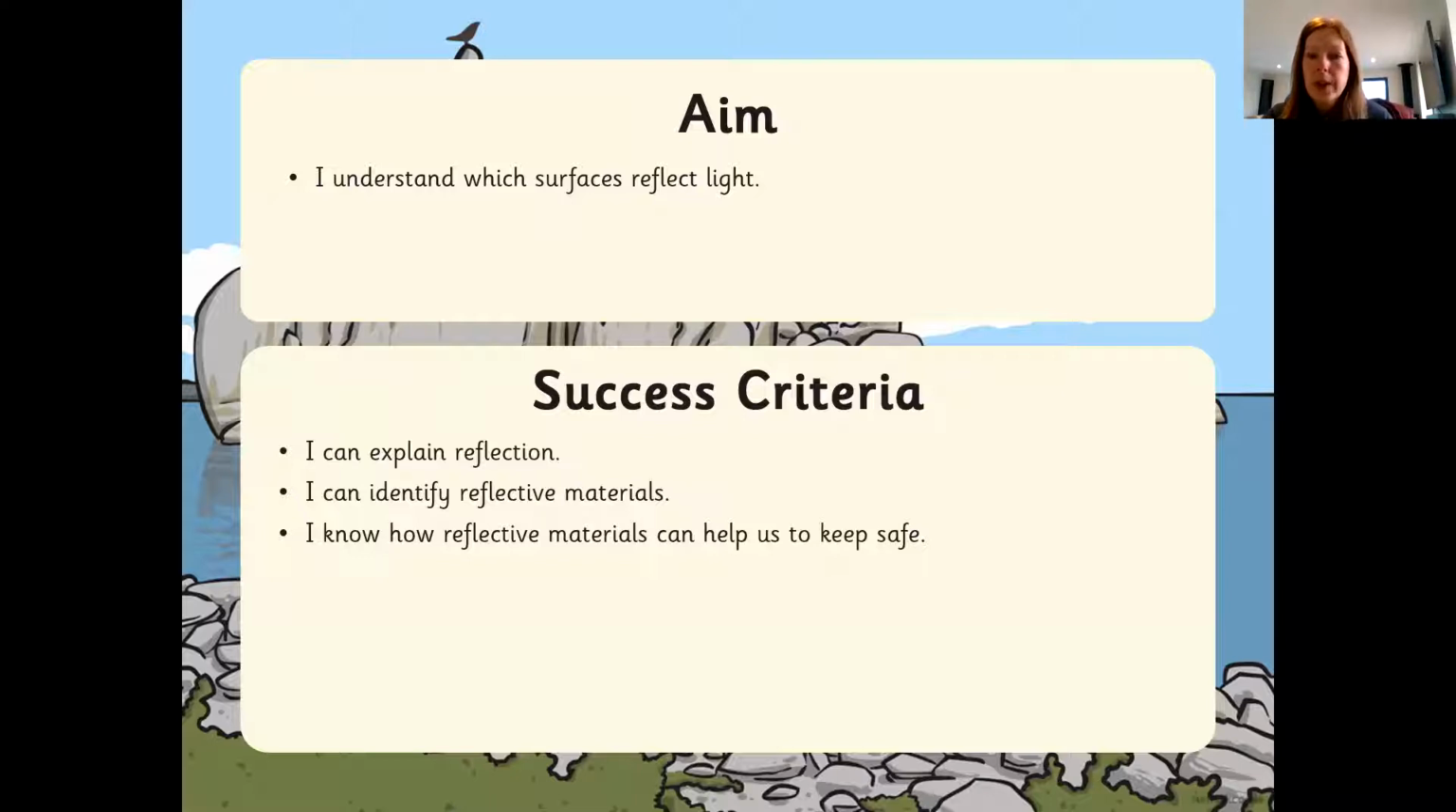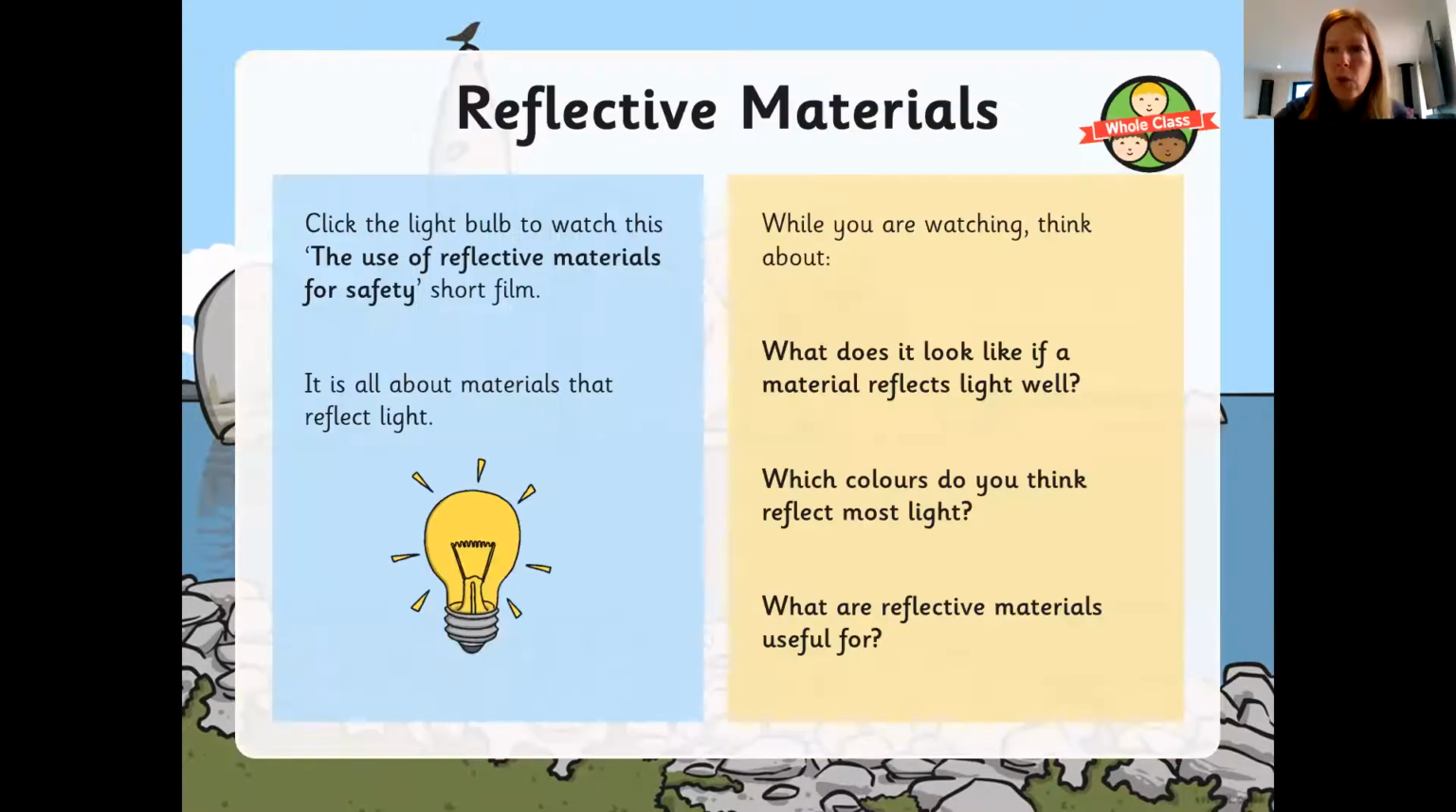By the end of the lesson, we should be able to explain what reflection is, and identify reflective materials, so we know which ones are going to help us in the best way, and how they can keep us safe. You might already have a few ideas about that. We'll go through and see if your ideas are correct. It says, click the light bulb to watch the use of reflective materials for safety short film. It's all about materials that reflect light. There are some questions for you to think about as we are watching the video. So before I go straight to the video, let's have a look at the little questions that we need to be thinking about as we're watching.